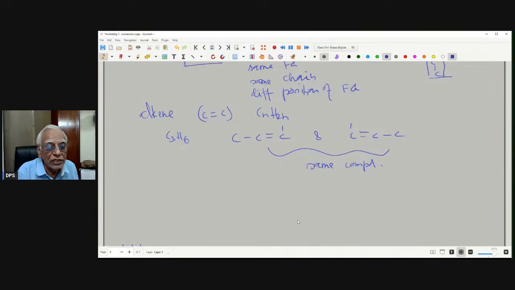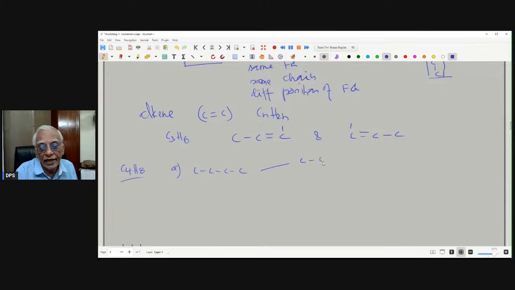Now we shall go to C4H8. How many alkenes are possible? First of all, let us draw the carbon skeleton. One is the normal skeleton, 1, 2, 3, 4. In this normal skeleton, in how many places can you have the double bond? I can have it between the last carbon atom and the previous carbon atom, the terminal carbon atom, or I can have the double bond between the second and the third.